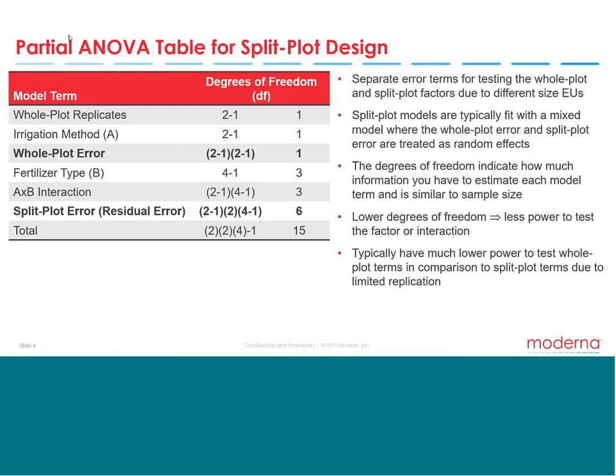So the main thing to show is that our whole plot error has 1 degree of freedom, where our split plot error has 6 degrees of freedom. What this means is that we have a lot less power to detect differences in our irrigation method compared to our fertilizer type. So we actually have, I guess, a bit of a trade-off here in terms of power when we implement these designs. Because we don't randomize the whole plot as frequently as we randomize the split plot, we end up having less power because we have fewer replicates.